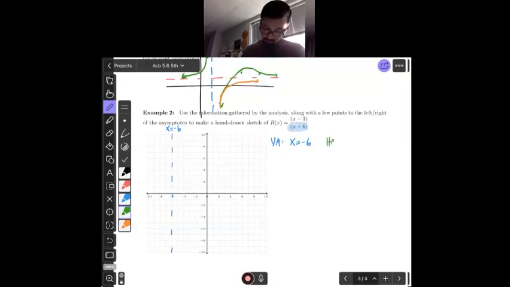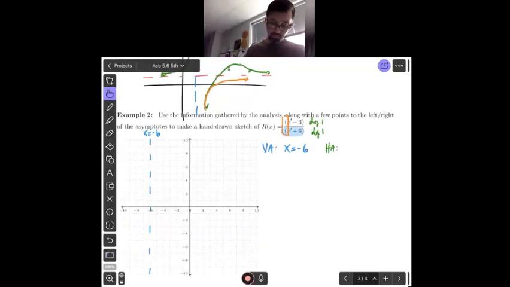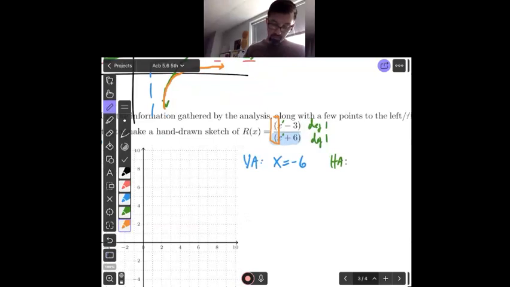HA, that's our degree comparison. So degree equals 1, degree equals 1. Since they're the same, we go to look at the coefficients. And their coefficients are both 1s, right? So y equals 1, 1 divided by 1 is our asymptote there.